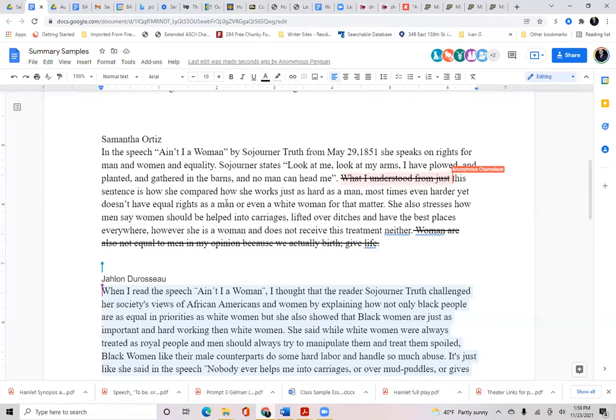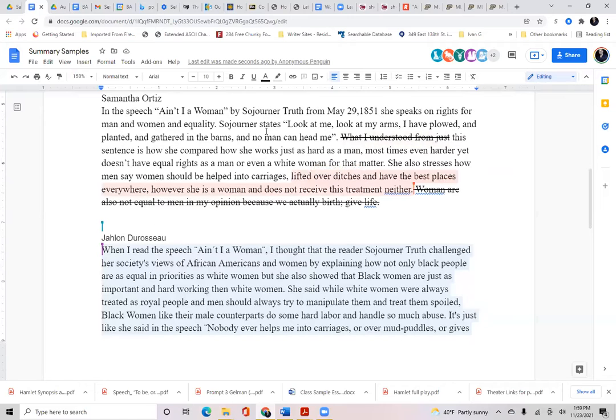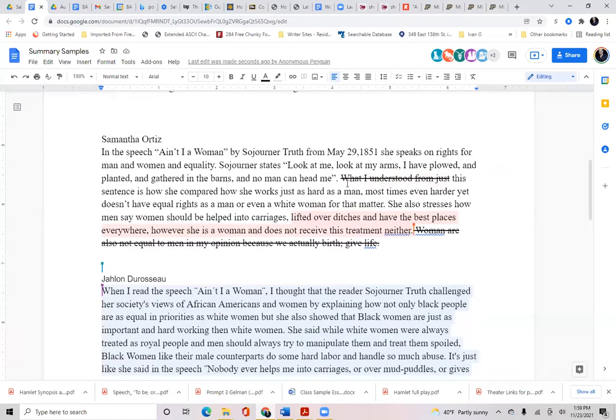Women are also not equal to men in my opinion because, okay, so the work they're doing with Samantha is really an important piece because it's about being able to summarize, but you're not commenting, right? You're not doing your own personal commenting on what you understand. You don't have to say that because you're summarizing. It's what you're summarizing, right?